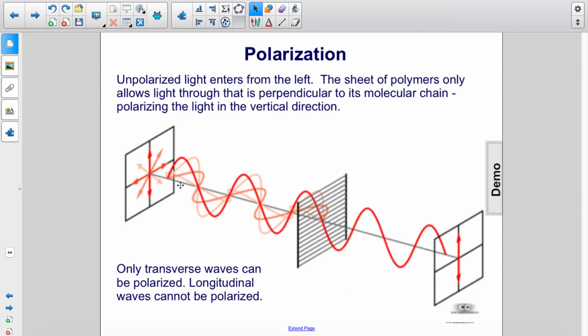Unpolarized light enters from the left. The sheet of polymers only allows light through that is perpendicular to its molecular chain, polarizing the light in the vertical direction. Only transverse waves can be polarized. Longitudinal waves cannot be polarized.